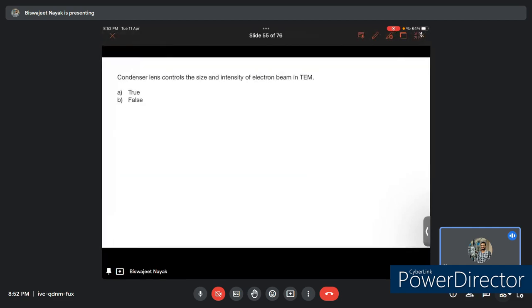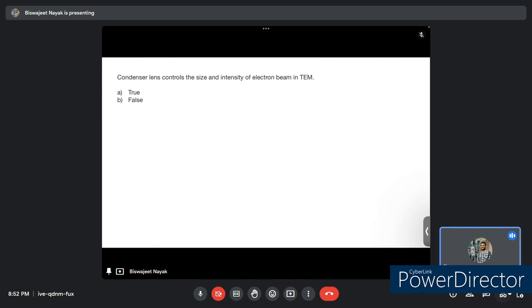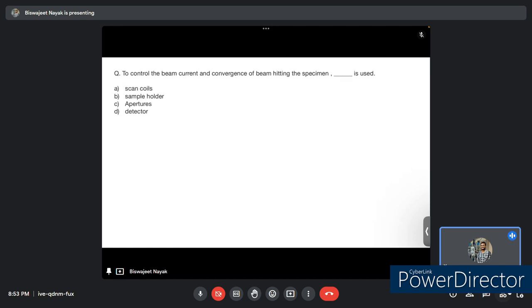Let's come to the question. The condenser lens controls the size and intensity of the electron beam in TEM. That's true. By controlling the condenser lens, by providing the appropriate electromagnetic field, we change the size of the electron beam. To control the beam current and convergence of the beam hitting the specimen, we use the aperture, as we have discussed. Scanning coils help to direct the current. The sample holder doesn't help in doing anything with the beam current, and the detector just helps to detect whatever information we want to detect from the specimen. So aperture here is the correct answer.